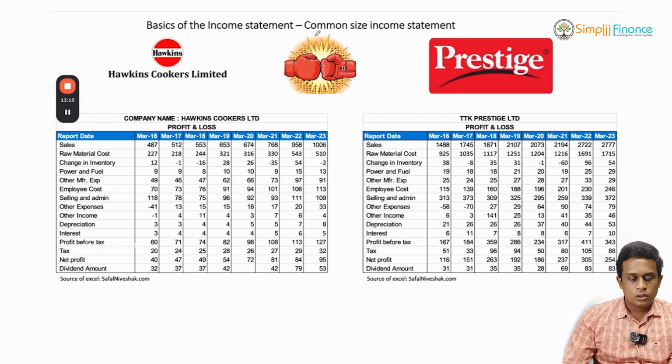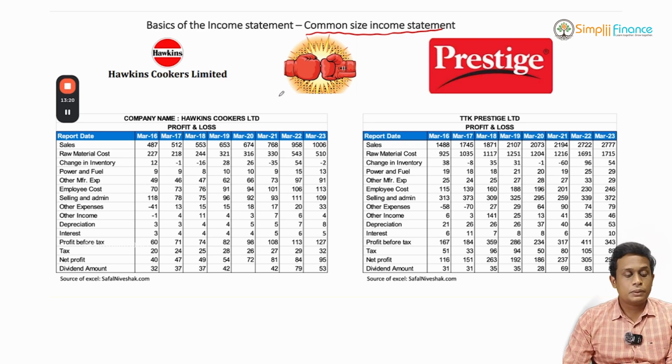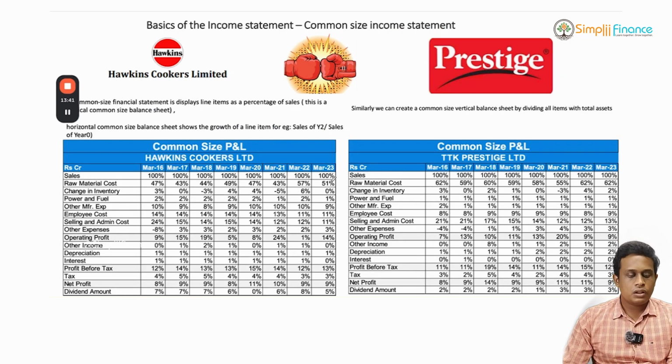And now we try to understand the common size income statement. So we just try to compare two companies, that is Hawkins Cookers and Prestige. So these are their absolute numbers. You can see that Prestige at that time had significant values in sales, almost twice, and on an absolute number basis, it's quite difficult to find out where the money is going. So what we do, we compare each of the items with the sales. So as you can see, Prestige has more of raw materials.